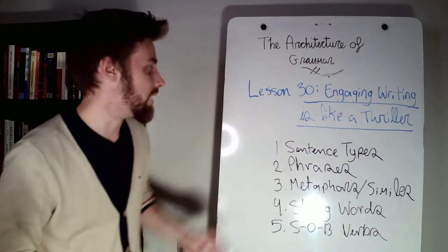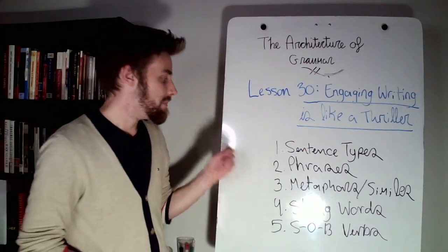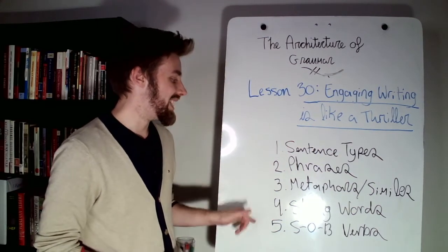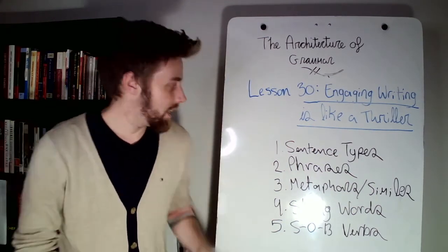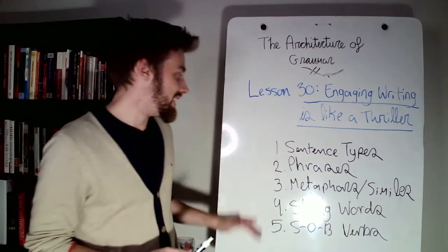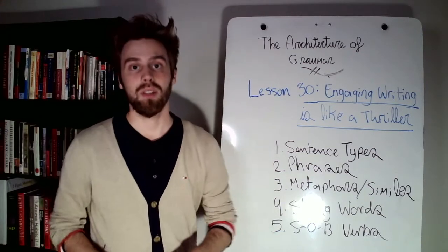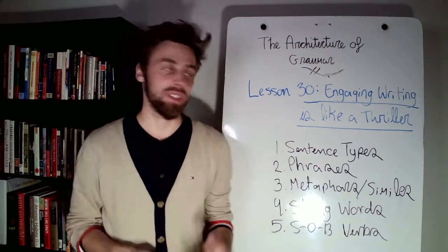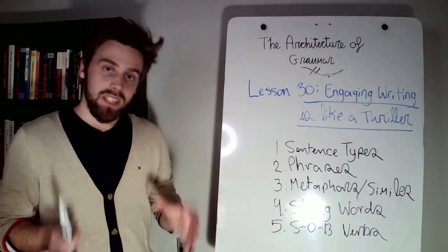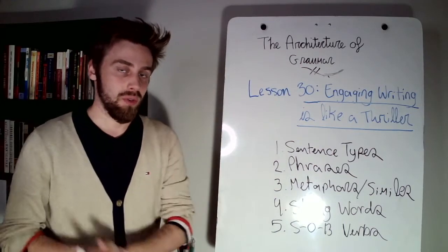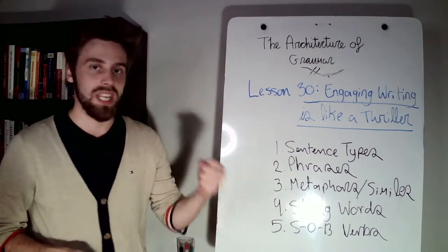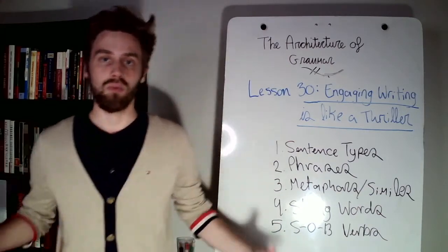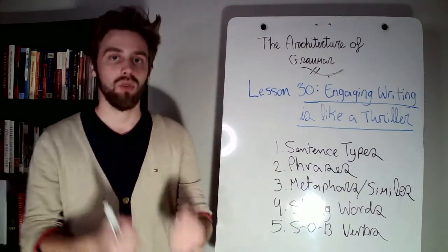We've got sentence types, we've got phrases, we've got metaphors and similes, we've got strong words, and we've got state of being verbs. These should not be new. A lot of these elements, all of these elements we've discussed throughout the last 30 videos in this video series. This is where everything you've learned from the Architecture of Grammar comes together, and you're using all of the patterns, all of the elements, you bring them together and you make your writing engaging.